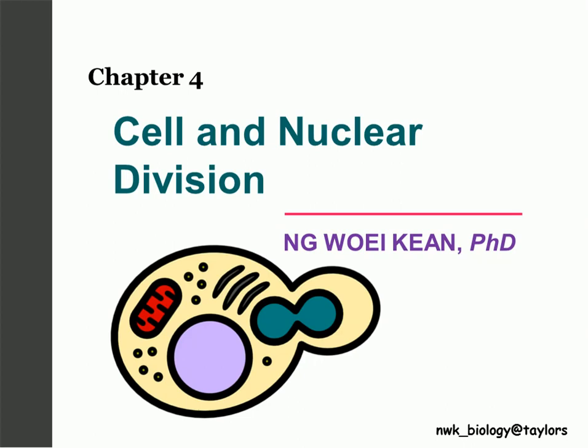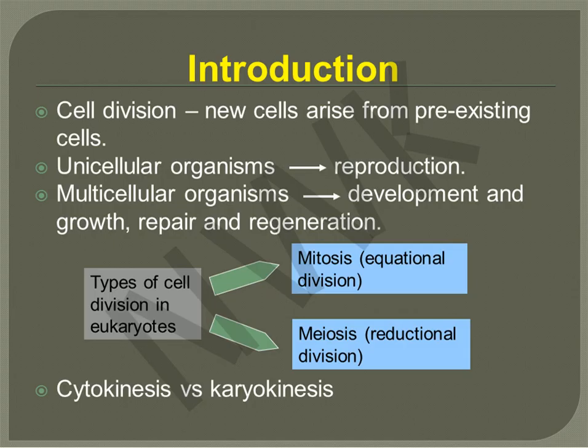First of all, what is the meaning of cell division? Cell division is referring to the existing cell undergoing division to form new cells. Now, the next question will be, what is the purpose for cell to undergo division? Simply, it means for reproduction and growth.